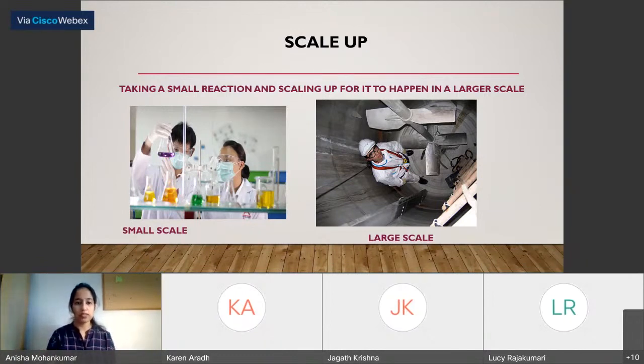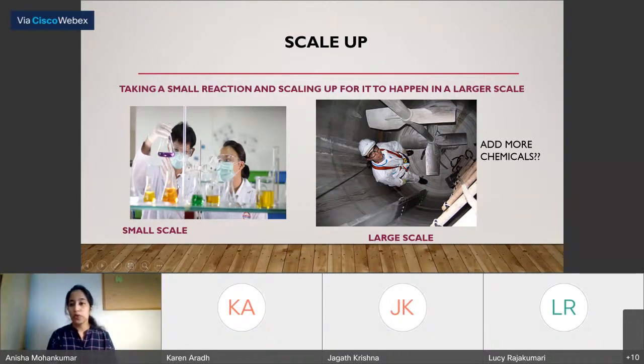Take for example a chemistry lab, where you can determine the formula for making a new detergent. That's a small scale. It's very limited to a test tube, very limited to only that lab. So you have the formula, and that's where the job of the chemist ends.